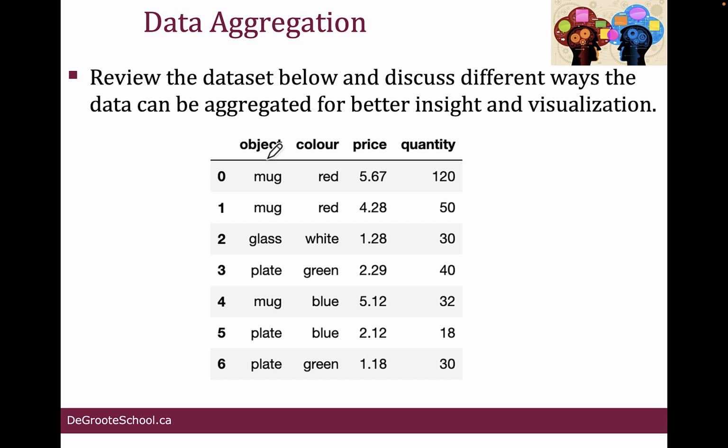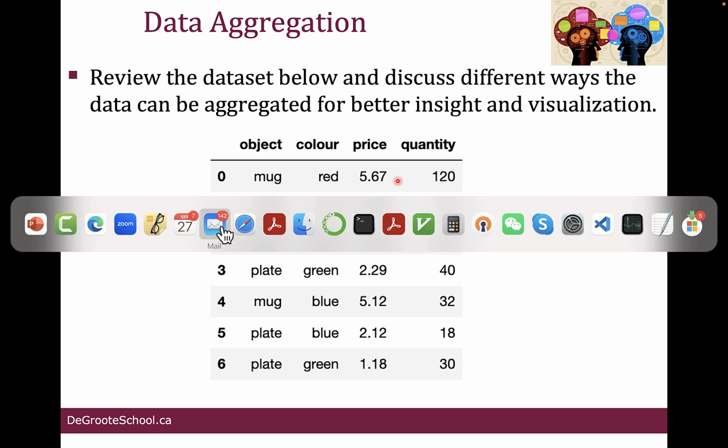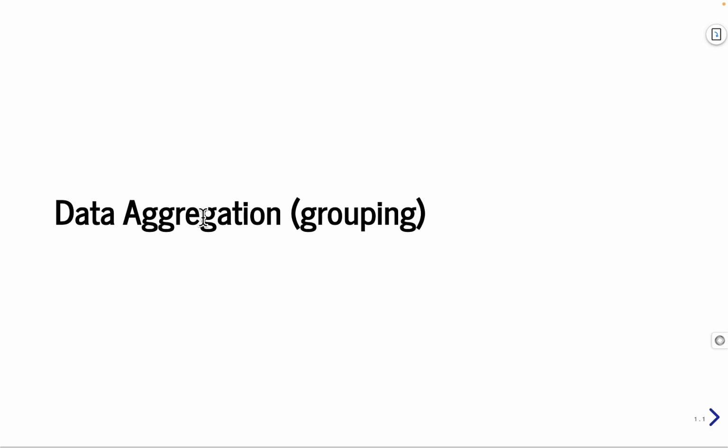As we can see, we have several mugs of different colors, a product that is a glass, and several plates, again in different colors. We also have the information of the selling price and the quantity in stock for all those different products. Let's go to Jupyter Notebook and try to load this data set.